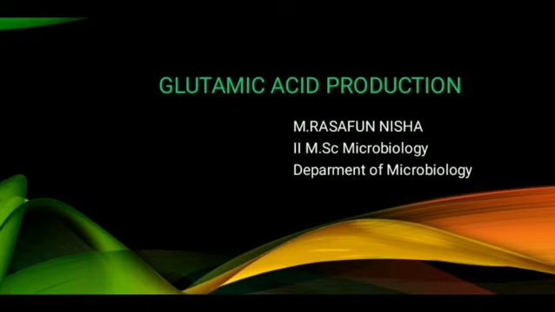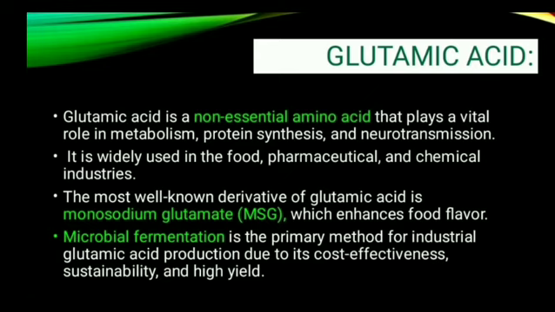Today I am going to teach you about glutamic acid production. Now we will see what is glutamic acid. Glutamic acid is a non-essential amino acid that plays a vital role in metabolism, protein synthesis, and neurotransmission. It is also widely used in food, pharmaceutical, and chemical industries. As we all know, from glutamic acid we can get monosodium glutamate, which enhances the food flavor.